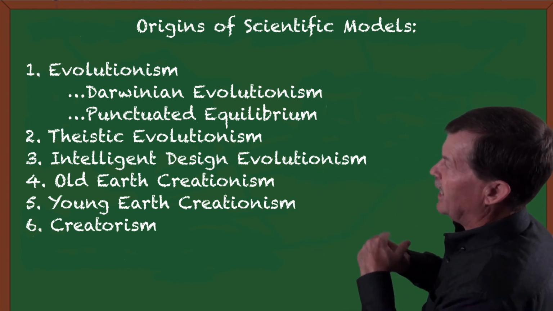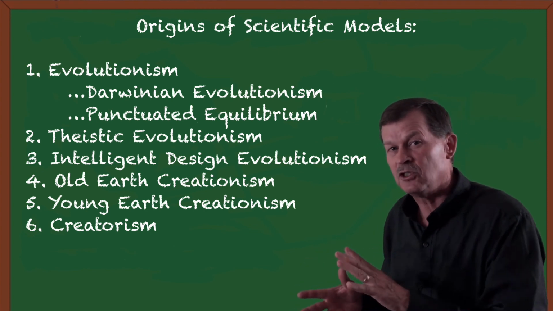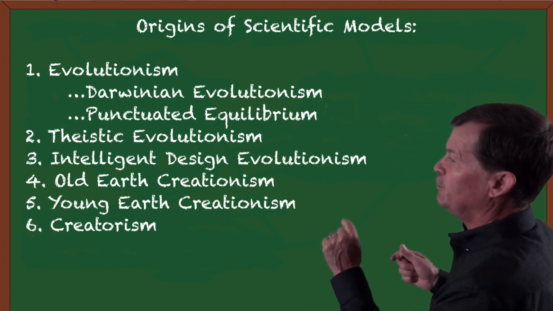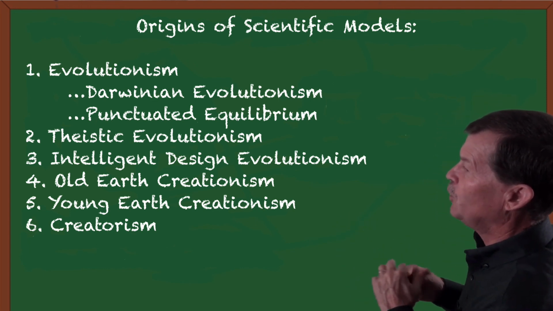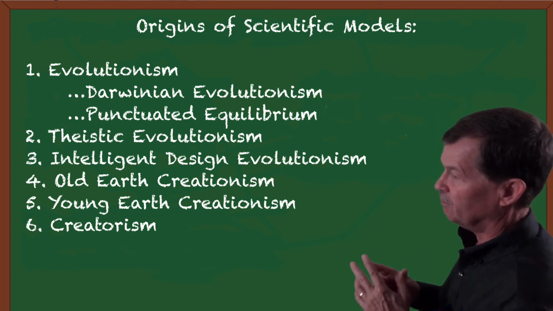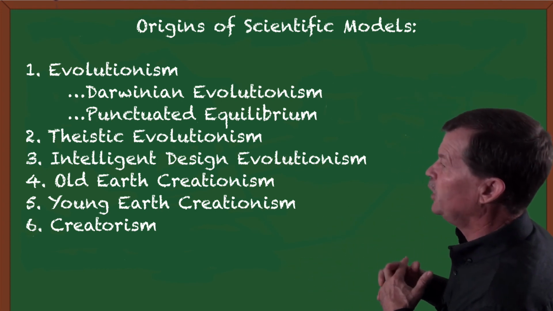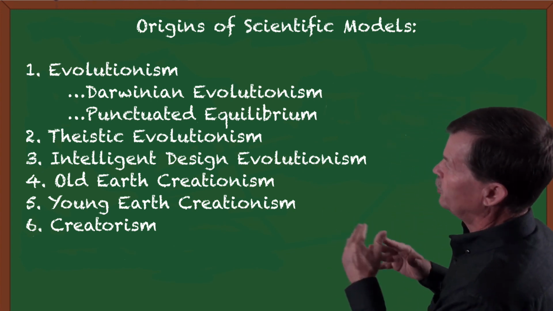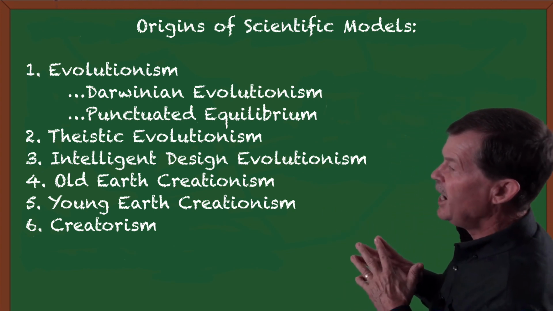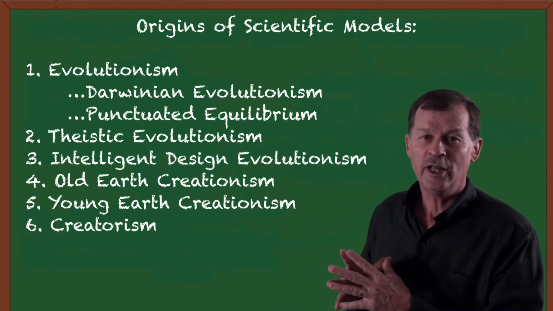Evolutionism. And under evolutionism, there are 2 branches: one of them is Darwinian evolutionism, and the second one is punctuated equilibrium evolutionism. Number 2 is theistic evolutionism. Number 3, intelligent design evolutionism. Number 4, old Earth creationism. Number 5, young Earth creationism. And number 6, a new one, creatorism.